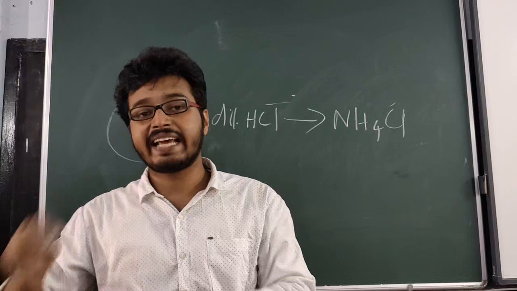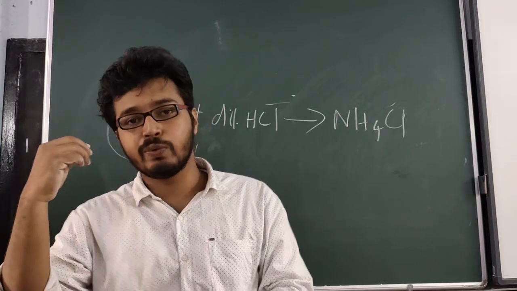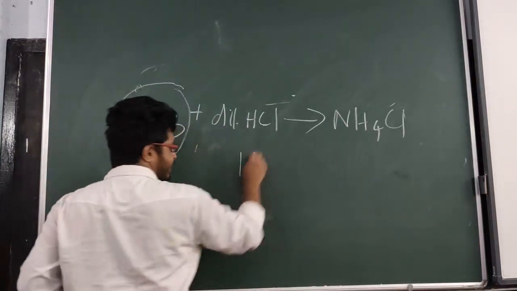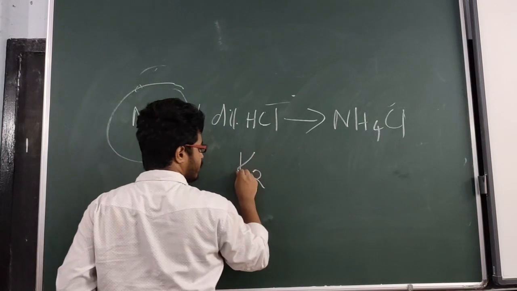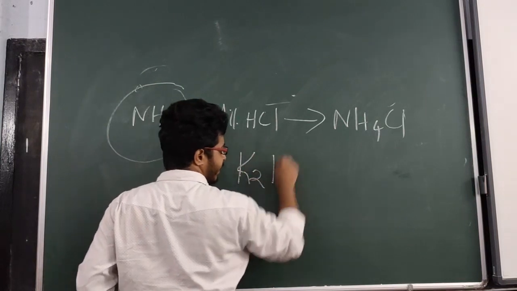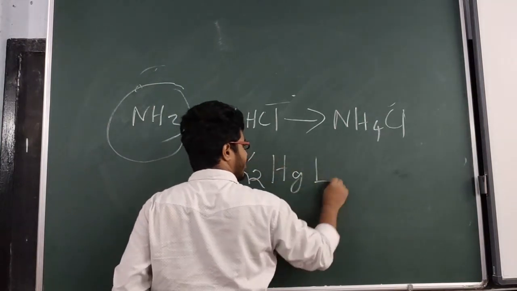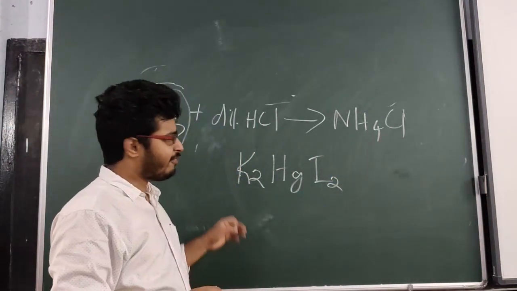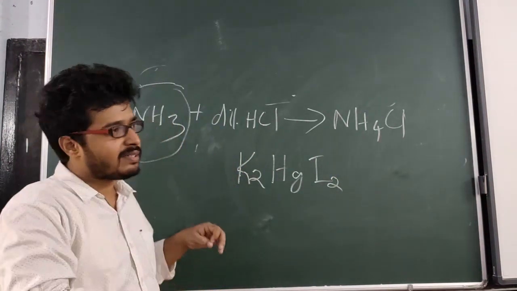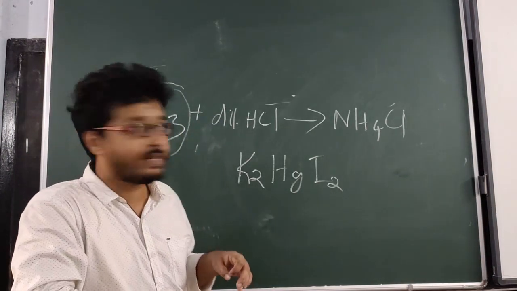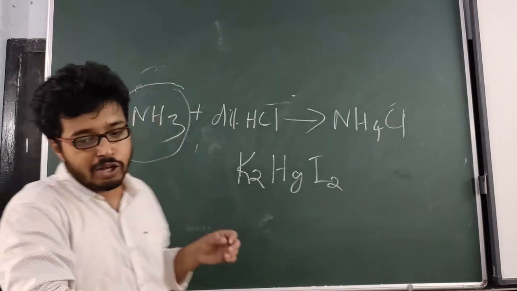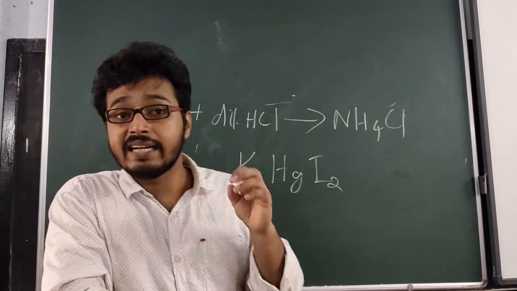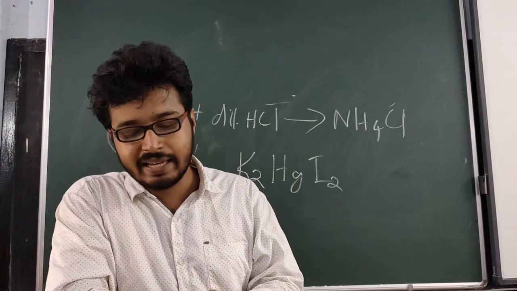Okay, the formula is K2HgI2. I'll write it here, K2HgI2. This formula is important. I have seen this formula in many question papers that they have asked. So just learn by heart that the name of the solution is Nessler's reagent.